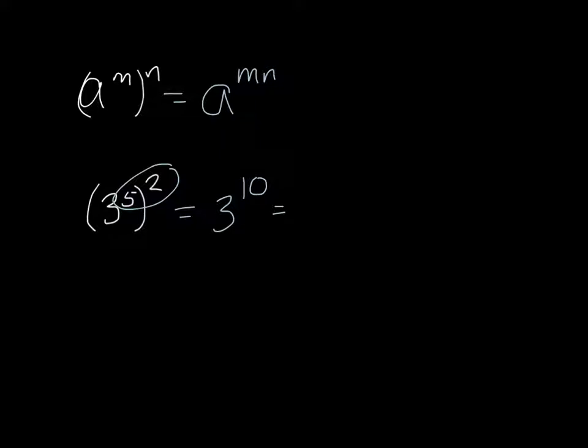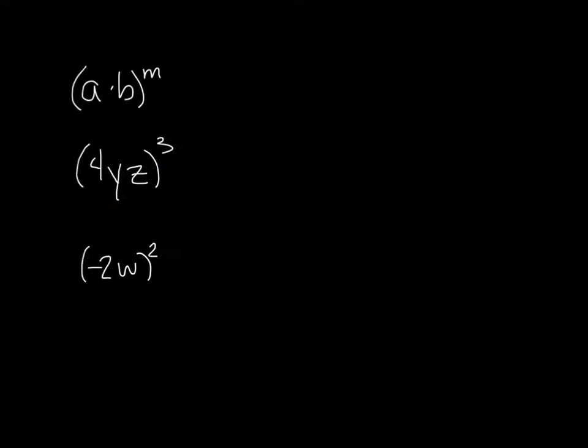Third rule today, we have if you have 2 different bases being multiplied and they're both being raised to an exponent. I can tell they're both being raised to an exponent because they're both inside the parentheses. So when that happens, what you're going to do is distribute that exponent to both of them, and this only happens if it's being multiplied. If there's an addition sign there, you cannot distribute the exponent, you'll just leave it alone. So we have a to the m times b to the m, and that would be your answer.